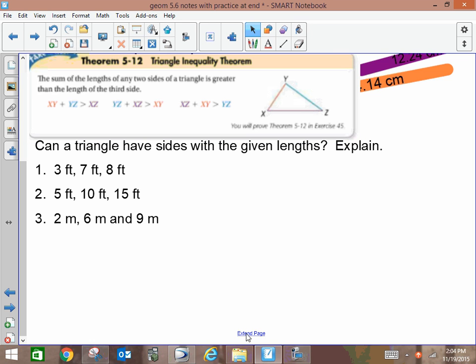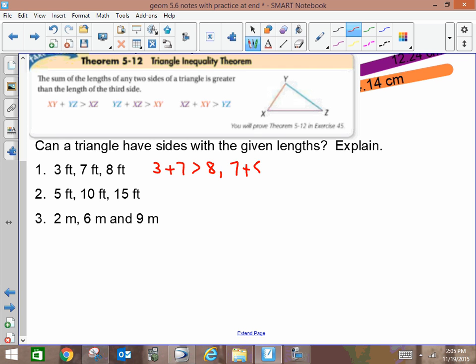3 and 7, is that bigger than 8? Yeah. Is 3 and 8 bigger than 7? Is 8 and 7 bigger than 3? Yeah. Okay. So, let me write that. 3 plus 7 is bigger than 8. 7 plus 8 is bigger than 15. 3 plus 8 is bigger than 7. So, yes, a triangle can be created.